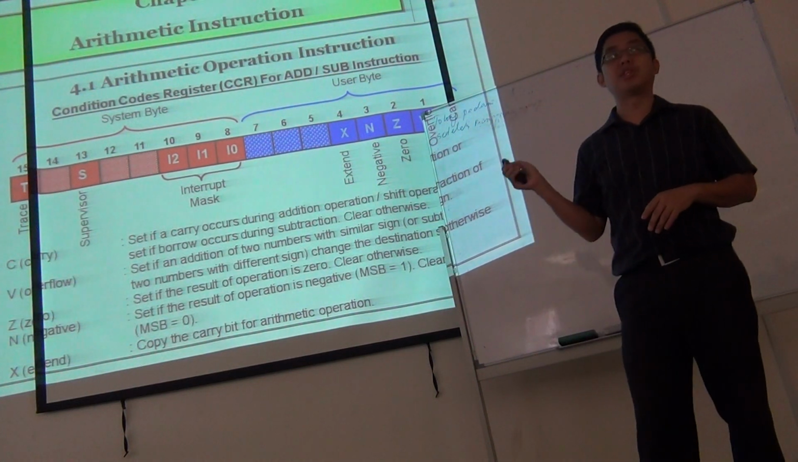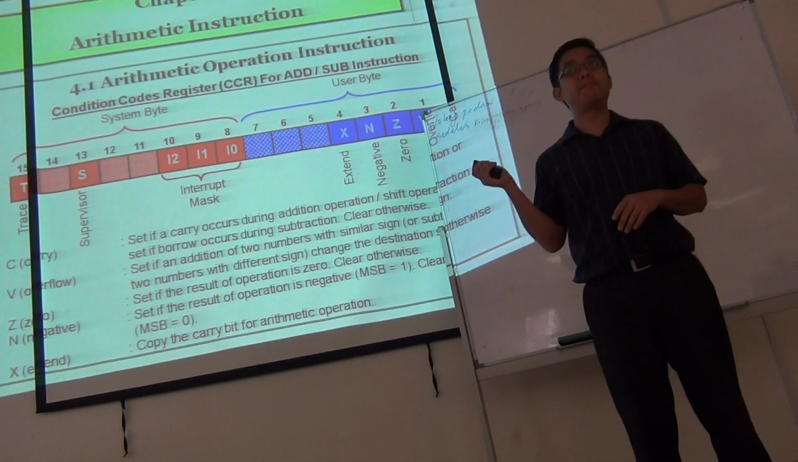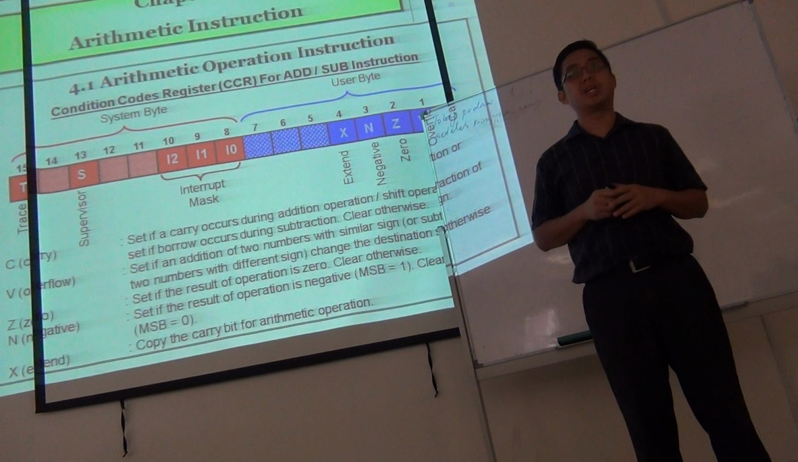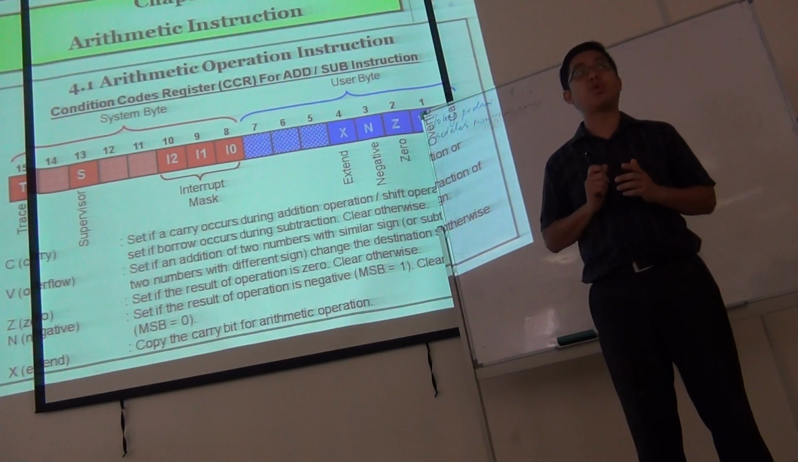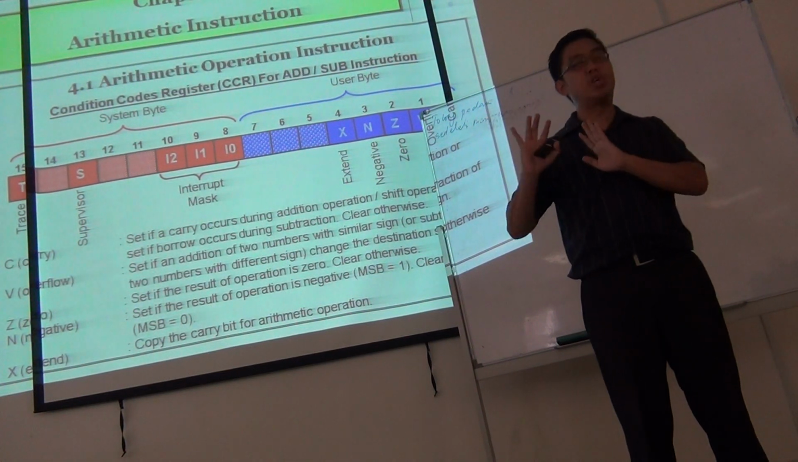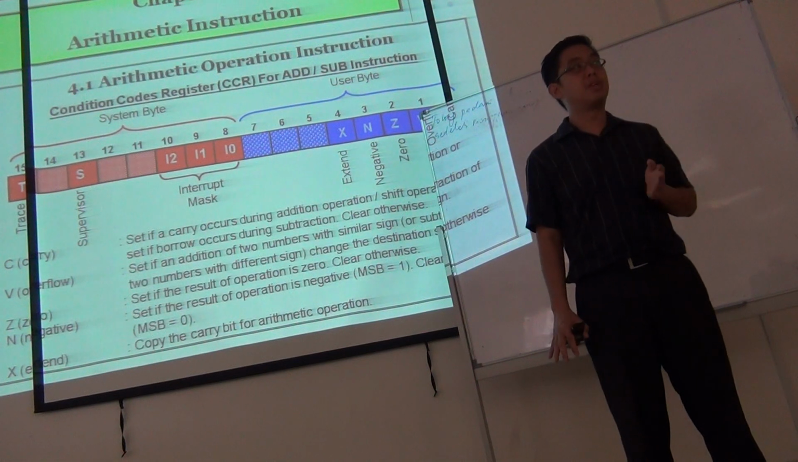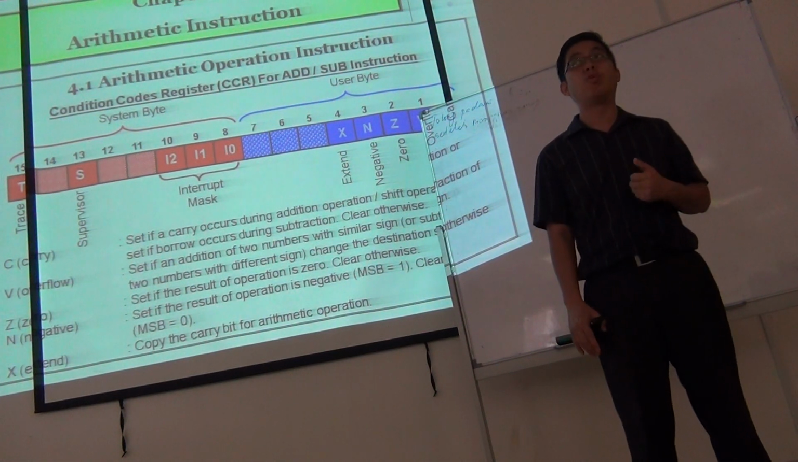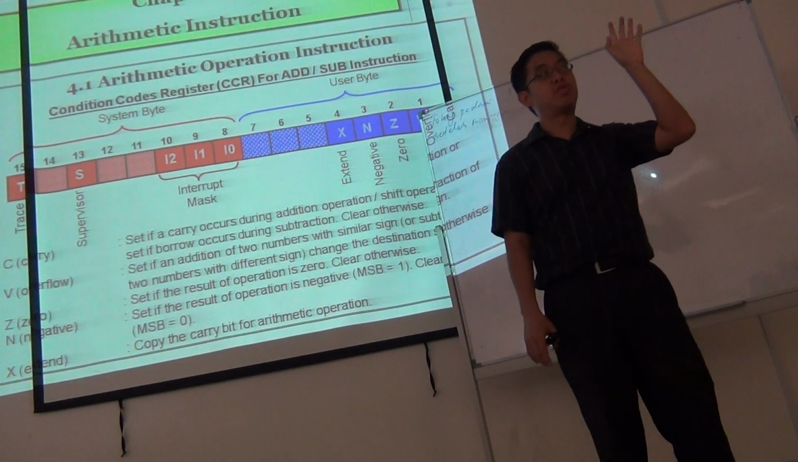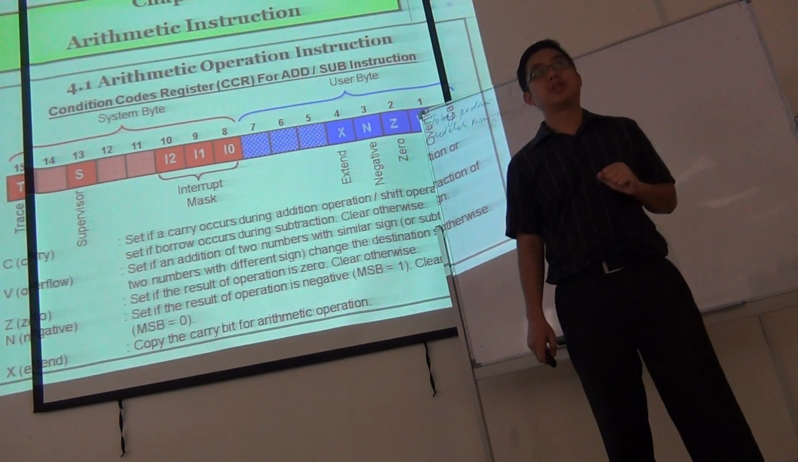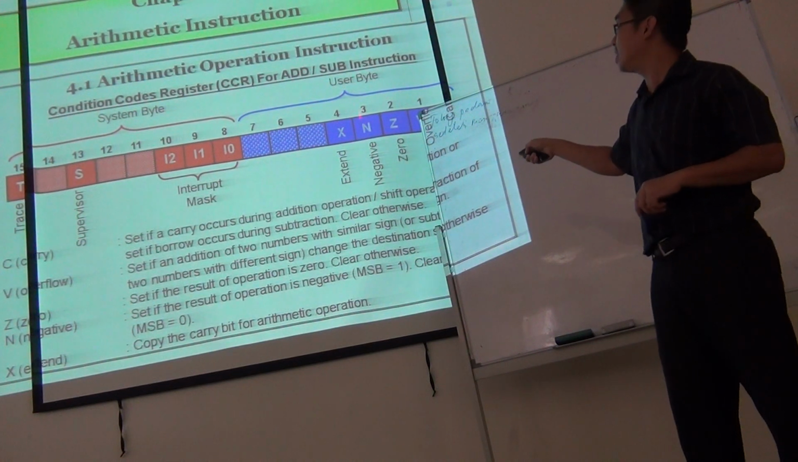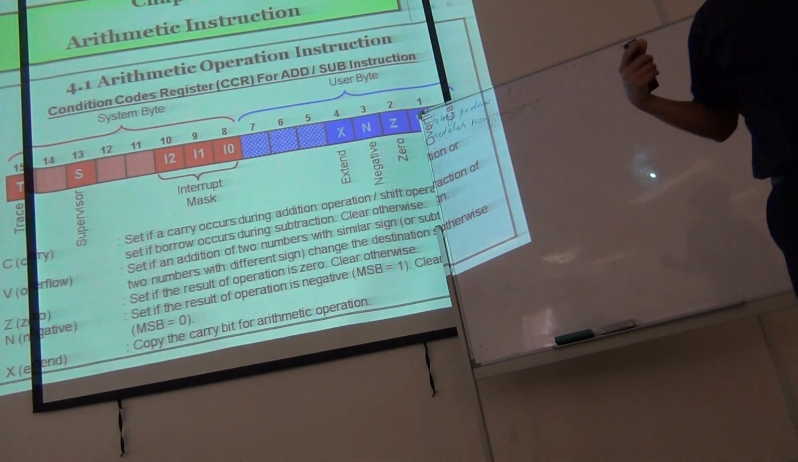Look at the status register over here. The size is 16-bit. They put the red color over here and the blue color. The one that I'm going to ask you to concentrate on is only the blue color. The red color we don't really care about, because that is all admin stuff. The one that we need to care about today is the blue color, and only 5 bits. We have to remember these 5: X, then N, then Z, then V, and the last one is C.